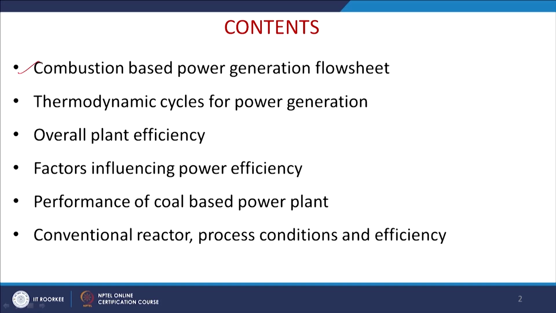So, in this module we will be discussing the flow sheet and the mechanism for the production of electricity in a thermal power plant, what its efficiency is, what the thermodynamic cycles are and what type of reactors are used. The contents are: combustion based power generation flow sheet, thermodynamic cycles for power generation, overall plant efficiency, factors influencing power efficiency, performance of coal based power plant, and conventional reactor process conditions and efficiency. Now, we will see the conventional flow sheet.